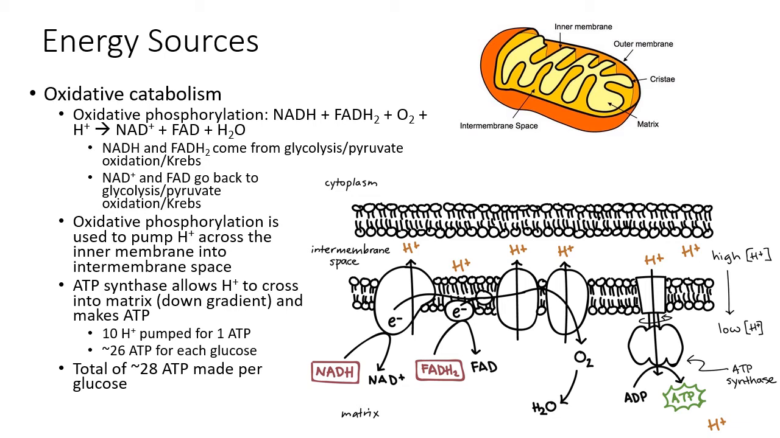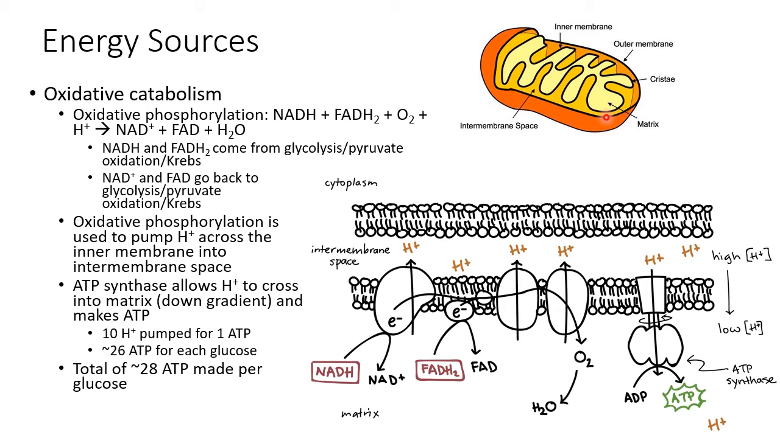Then finally, we have the last process in oxidative catabolism, which is oxidative phosphorylation. In oxidative phosphorylation, you're finally going to use that NADH and the FADH2 that you made in glycolysis, in pyruvate oxidation, and in the Krebs cycle. And this is also the step that uses oxygen. This is the step that is occurring in the internal membrane of the mitochondria.